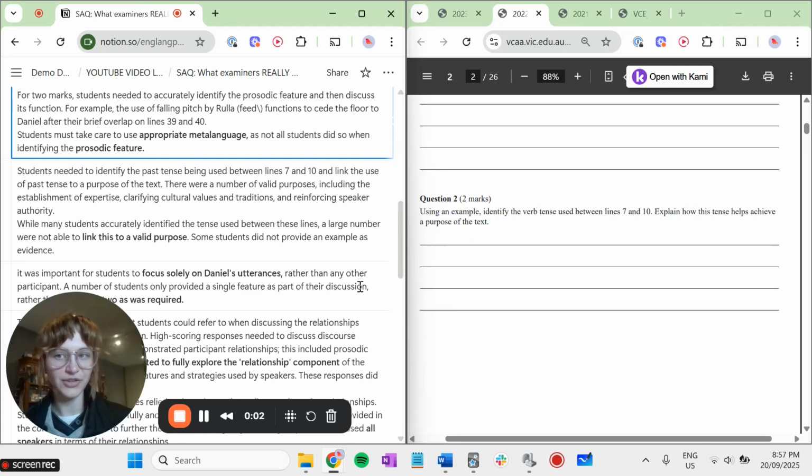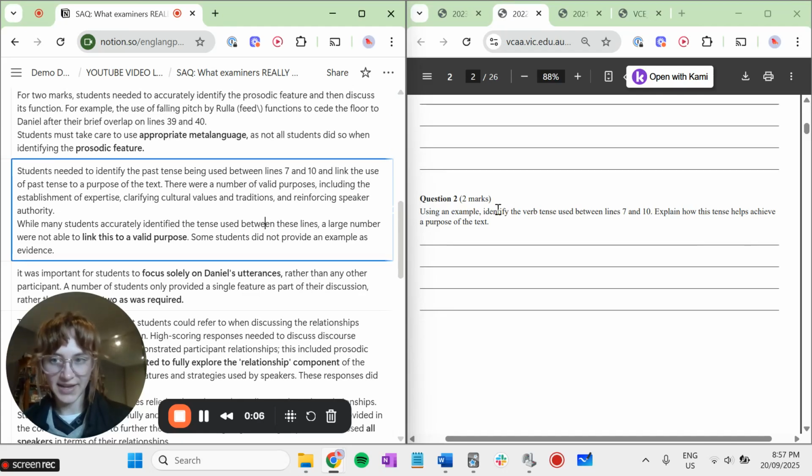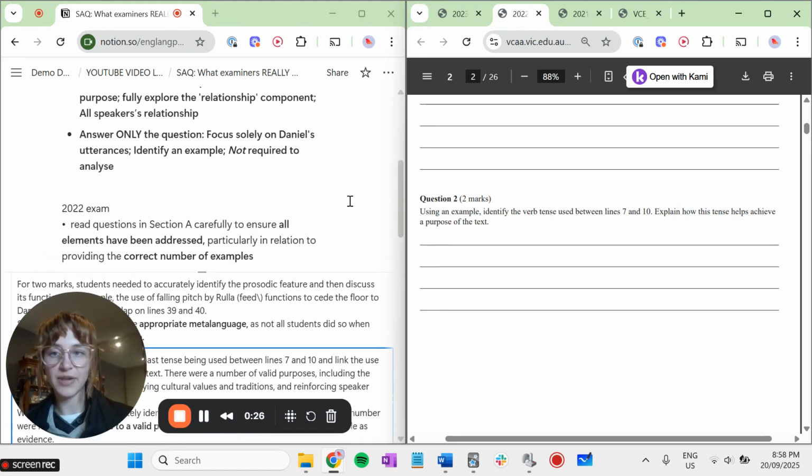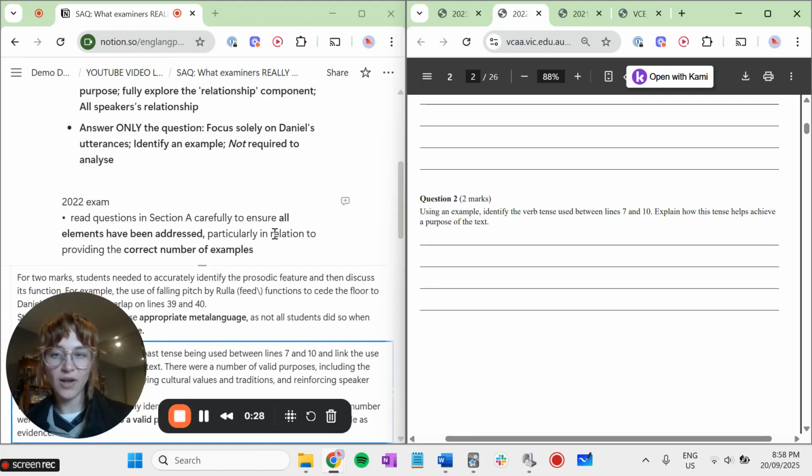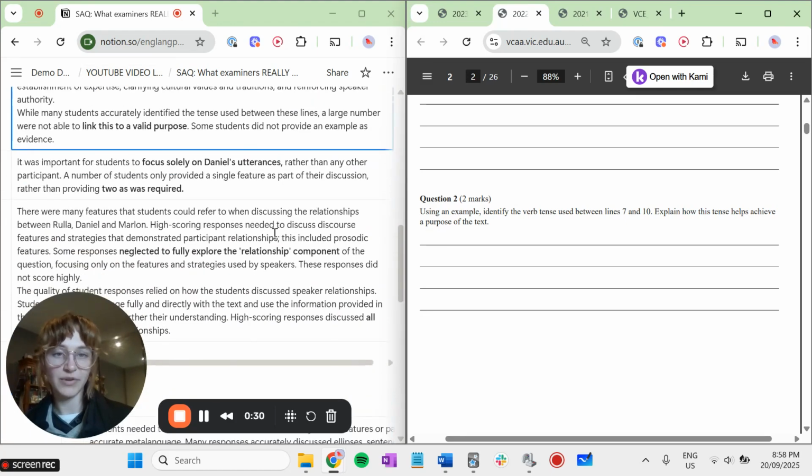The next question I want to talk about, question 2, was: using an example, identify the verb tense. Students needed to identify the past tense being used, and there were plenty of purposes that you could talk about. But in this question, there's a clear link that they're asking you about how this tense helps achieve a purpose of the text. And this goes back to that overarching idea that they had up here, to read all questions and ensure all elements have been addressed.